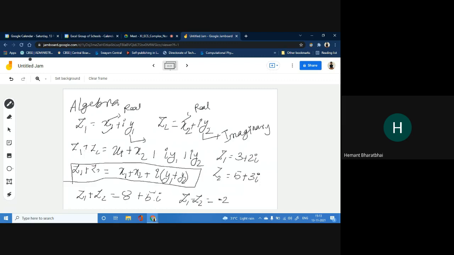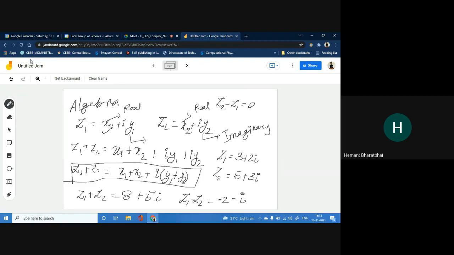So 3i plus 2i, that is going to give me 5i. So this will become 5i. So this is how I can add two complex numbers. Similarly, when you want to subtract two complex numbers, again what you're going to do is subtract the real part with the real part, and subtract the imaginary part with the imaginary part.